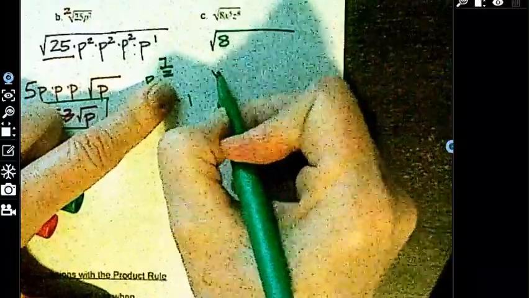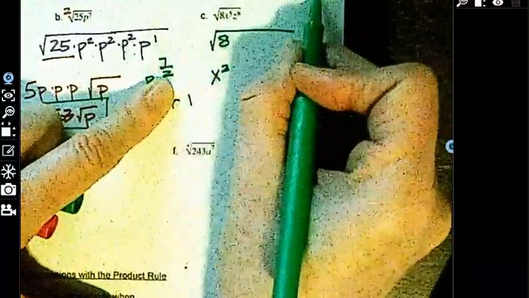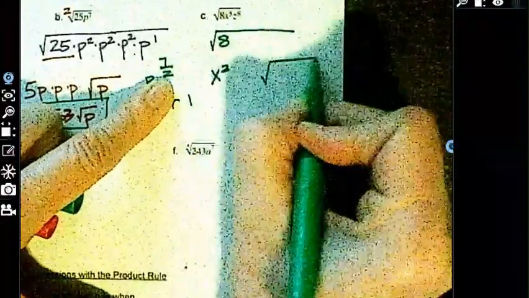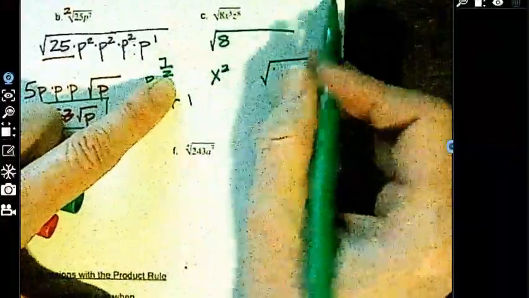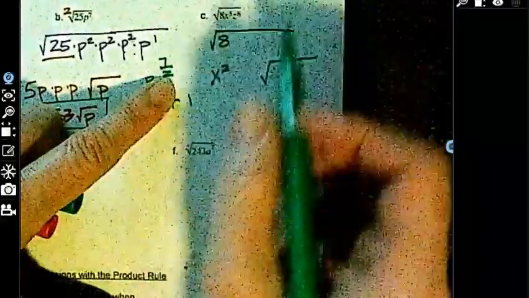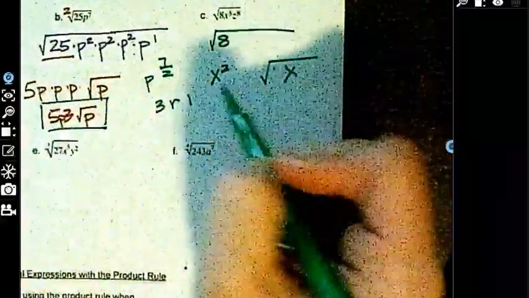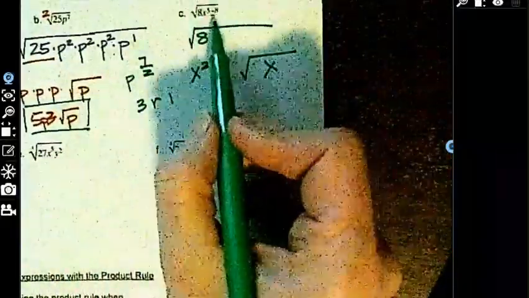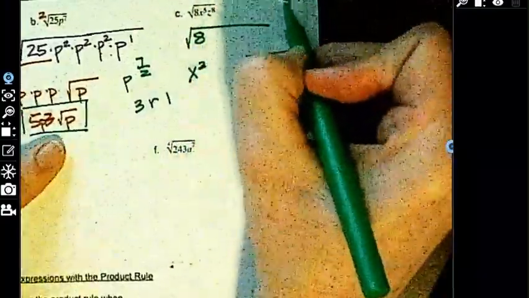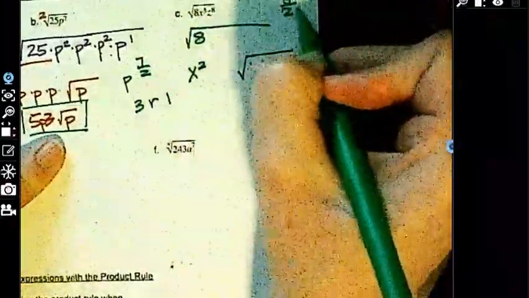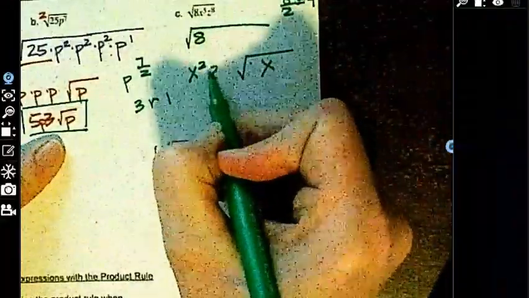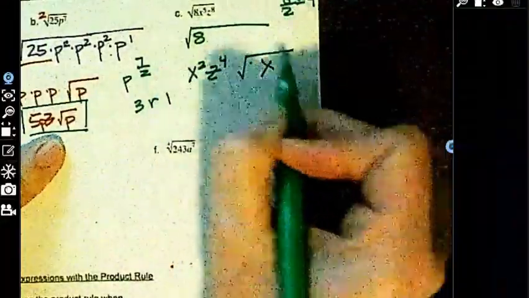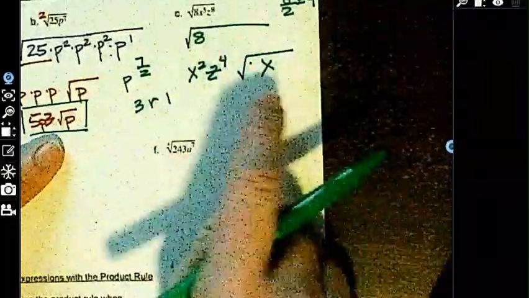Okay, so I can take out 2 x's, but I have to leave 1 x inside the radical because I can only take out 2 x's. And then I've got z to the 8th. Well, I take 8 and divide it by the index, and that's a 4 with no remainder, so I can take z to the 4th outside the radical, and I've only got x left.